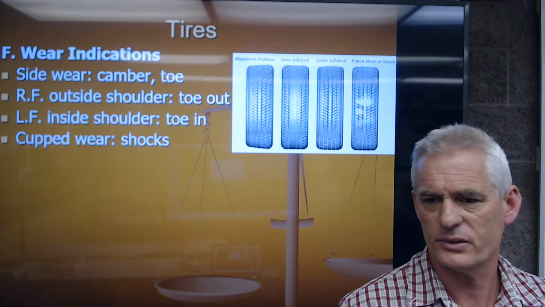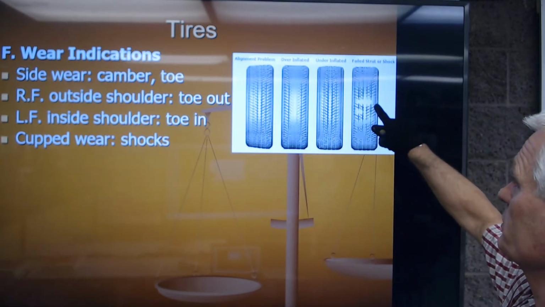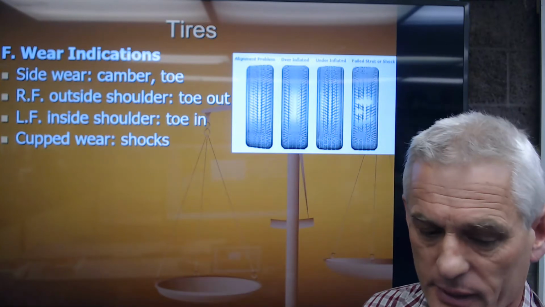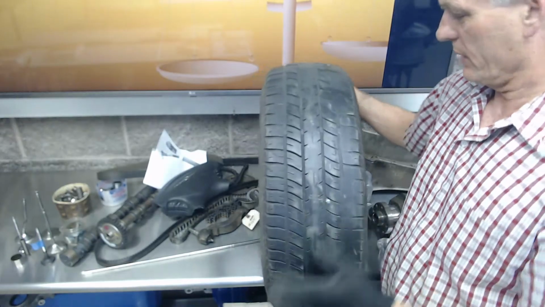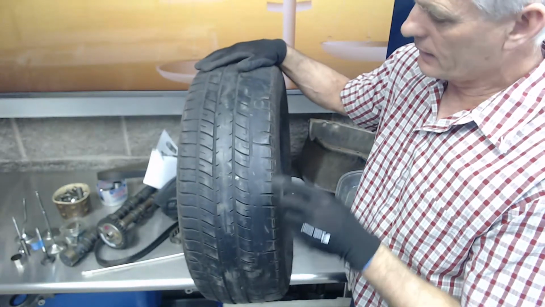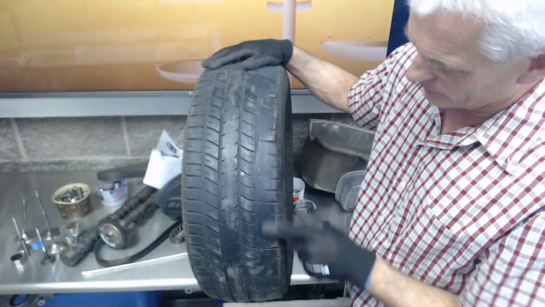Cupped wear is a shock problem. So in other words, see how there's bald spot, bald spot, bald spot. The tire is bouncing. And let me show you one like this. So this tire is really interesting because if you look at it, and you can kind of see on the camera, there's like a bald spot, a tread, bald spot, a tread, a bald spot.